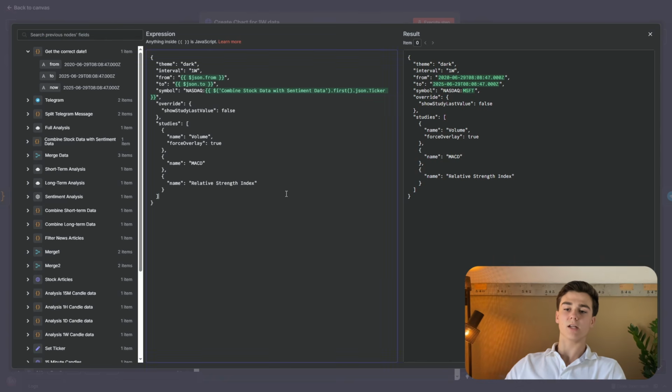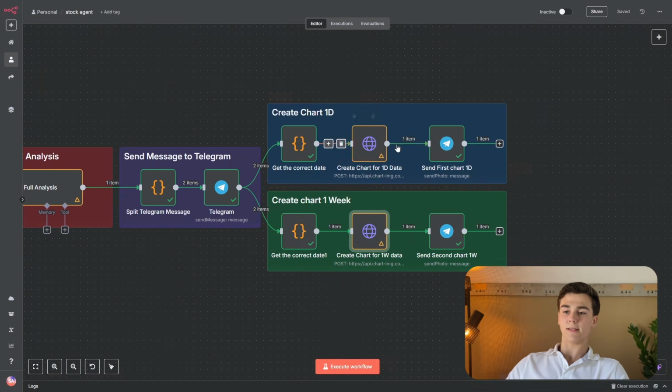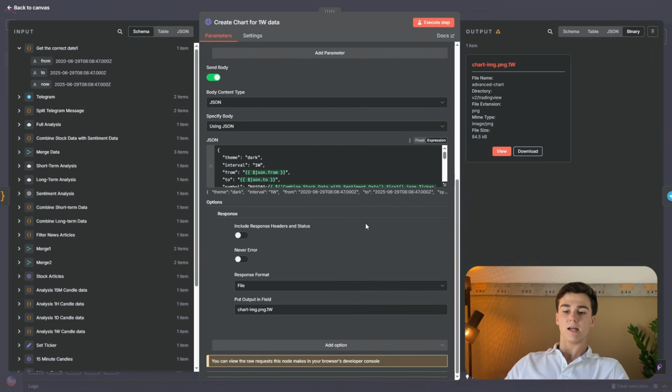You can also change the studies if you want. But for me, the studies are just the same as I did with this one above. And for the rest of this, it is exactly the same. But the put output in field, because this will now be 1 week instead of 1 day, so the title is different.